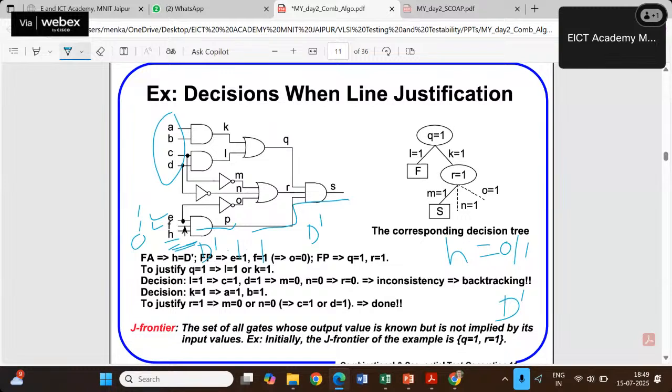Now this D dash can be pushed to the output in the form of D dash only if I have Q equal to 1 and R equal to 1. So now Q is equal to 1. There are multiple combinations for Q equal to 1. This is an OR gate and this is also the output of an OR gate. So for this there are three combinations: K can be 0, L can be 1; K can be 1, L can be 0; both of these can be 1.